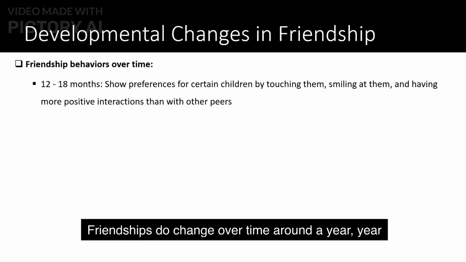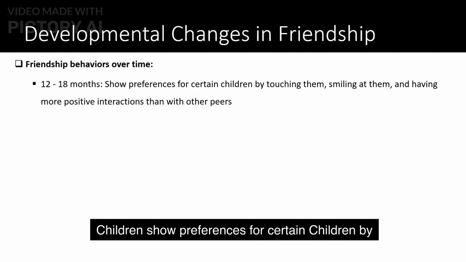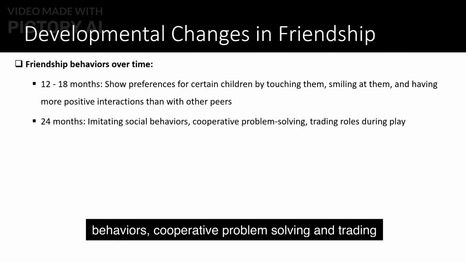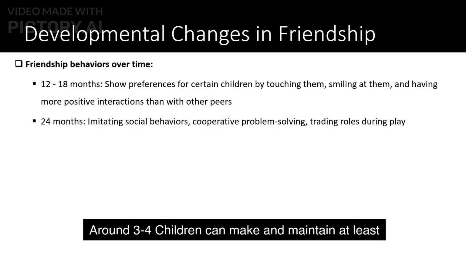Friendships do change over time. Around a year, year and a half, we do see the beginnings of friendships, where children show preferences for certain children by touching them, smiling at them, and having more positive interactions together than with other peers. Around 24 months, children will imitate social behaviors, cooperative problem solving, and trading roles during play.